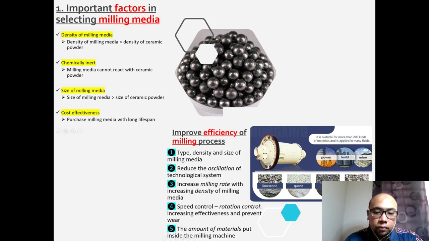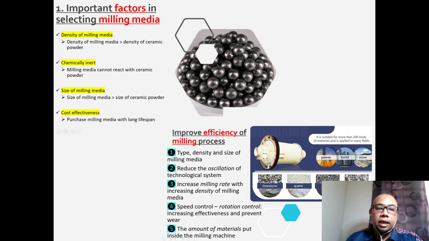Number three, you can increase the milling rate by increasing the density of the milling media. And number four, you need to control the speed of the milling process in RPM, rotations per minute. Why do we need to control the speed? We can increase the effectiveness and also prevent wear of the milling media. Number five is very important. The amount of material that you put in the milling machine must be appropriate.